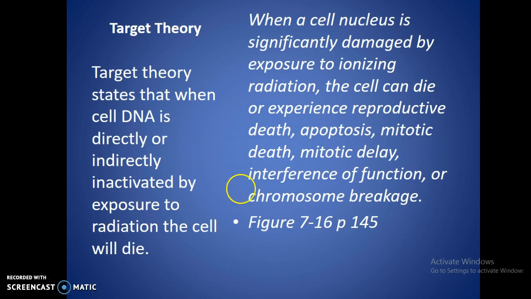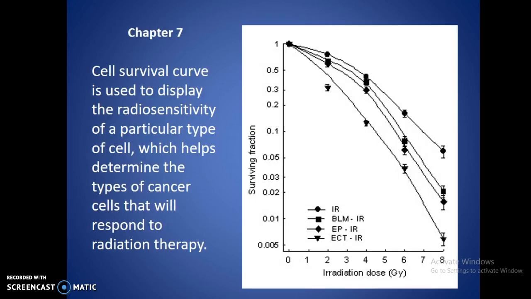Target theory states that when the cell DNA is directly or indirectly inactivated by exposure to radiation, the cell will die. So that usually affects the cell nucleus, which is significantly damaged by exposure to ionizing radiation. The cell can die, or experience reproductive death, so it's unable to reproduce itself now, especially the germ cells of the ovum and the gonads, or chromosome breakage on that.